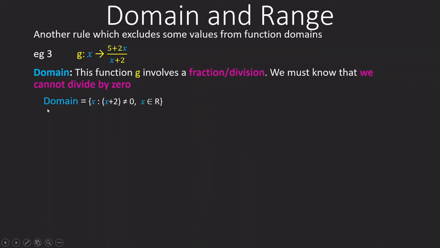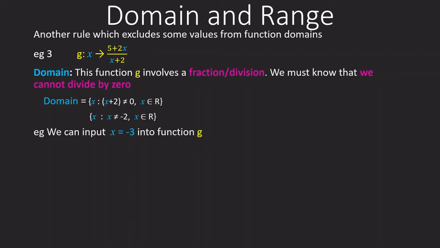So here I've defined my domain as being any possible value for x, where x plus 2 is not equal to 0. And of course, x is a real number. Simplifying this definition, that would mean that x could have any value except for negative 2. Because of course, if x was negative 2, x plus 2 would be equal to 0. So x could have any value except for negative 2, and of course, x must be a real number.